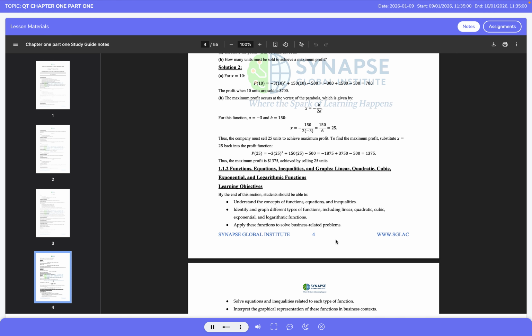To find the maximum profit itself, we substitute x = 25 back into the profit function. P(25) = -3 × 25² + 150 × 25 - 500, which equals -1875 + 3750 - 500, giving 1375. Therefore, the maximum profit is $1,375, achieved when 25 units are sold.